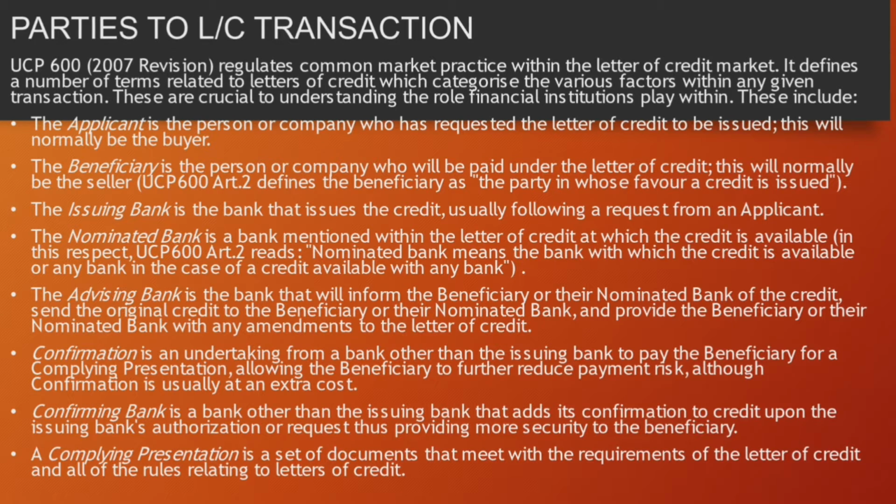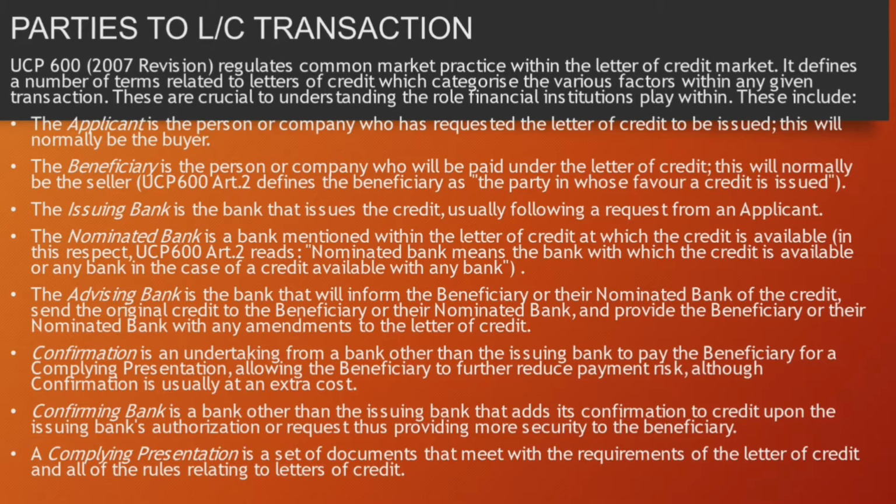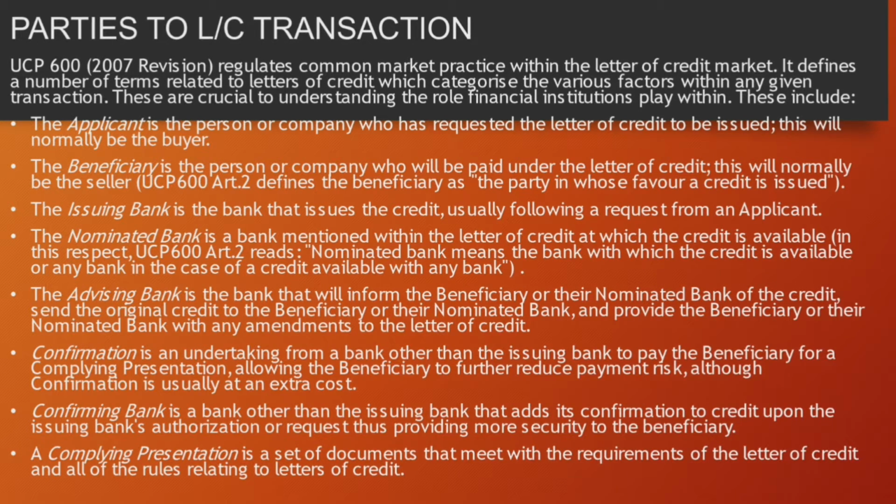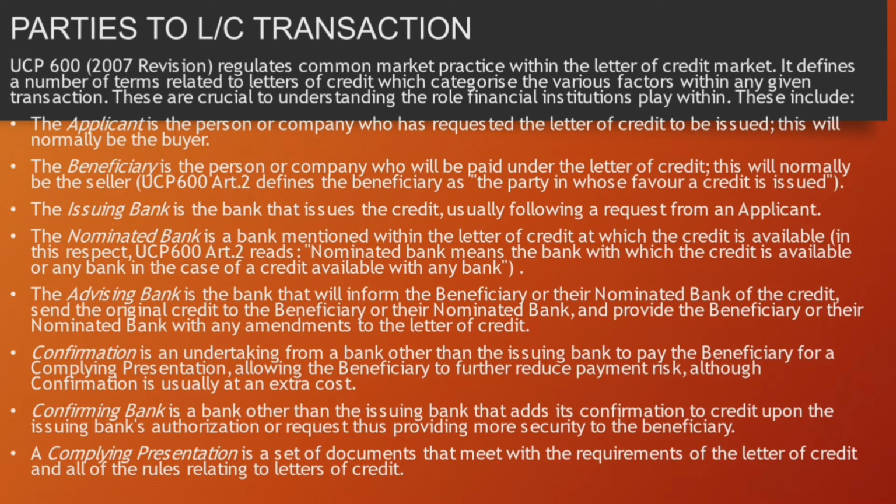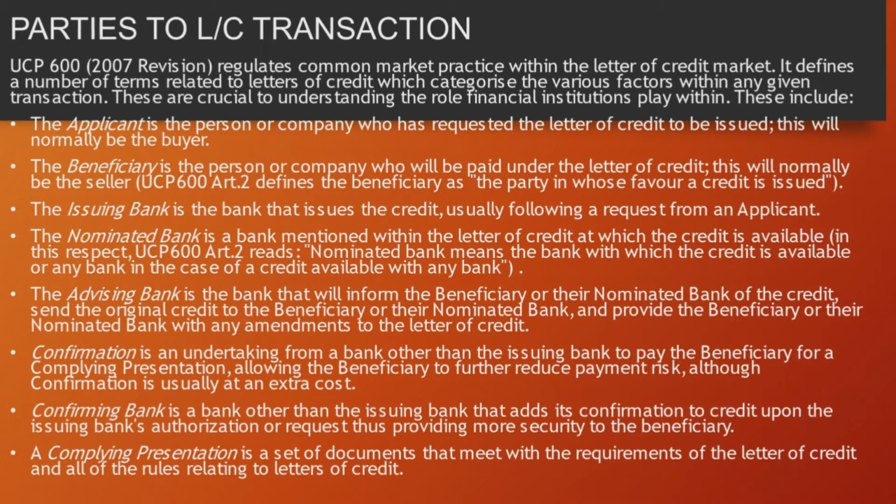UCP 600 regulates common market practice within the letter of credit market. It defines a number of terms related to letter of credit, which categorize the various factors within any given transaction. These are crucial to understanding the role financial institutions play within. This includes: number 1, the applicant.